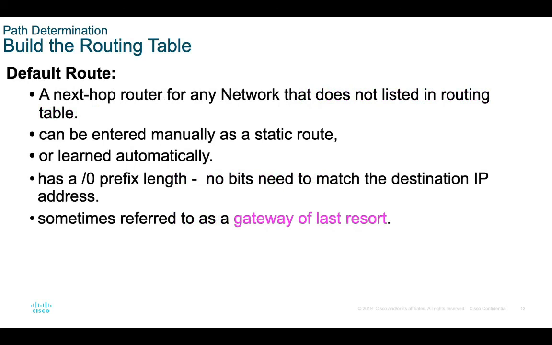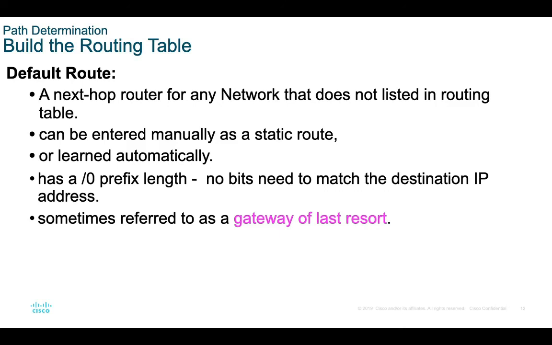And lastly, through a default route. A default route is actually a next hop for any network that is not listed in the routing table. So when we take a look at our routing table, we have a list of either directly connected or remote networks, but the ID that we would like to match isn't listed inside our routing table. So we will go for the default route. A default route can be entered manually as a static route or learned dynamically through dynamic routing.